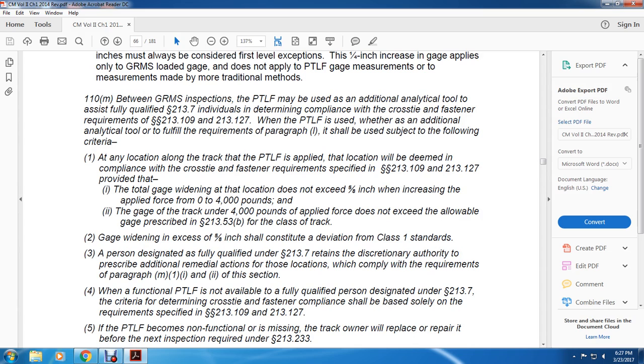tool assisting fully qualified 213.7 individuals in determining compliance with the cross-tie fastener requirements of 213.109 and 213.127. The portable track loading fixture used with additional analytical tool, per paragraph L, shall be used with the following criteria. At any location of the track where the portable track loading fixture is applied, the location will be deemed in compliance with the cross-tie fastener requirements specified in 213.109 and 213.127, provided the total gauge widening of the location does not exceed 5/8 of an inch of increase in the applied force of 0 to 4,000 pounds, and the gauge of the track under 4,000 pounds applied force does not exceed the allowable gauge prescribed in 213.53(b) for the class of track.